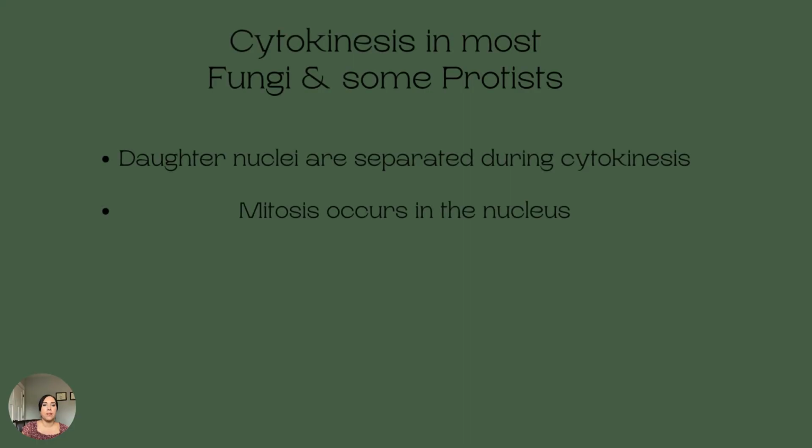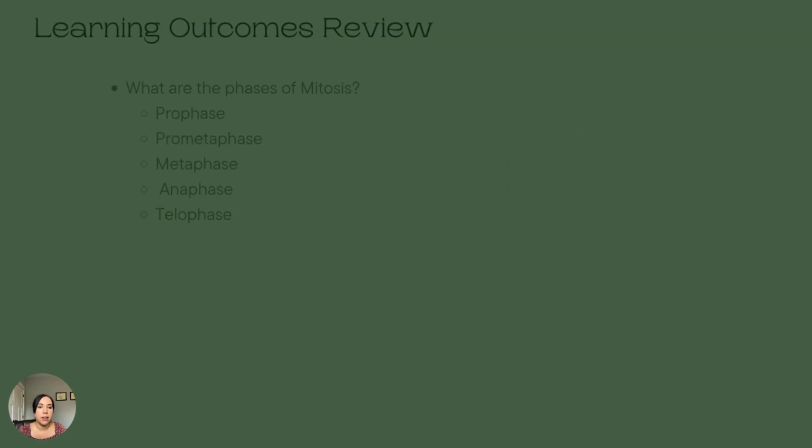However, that's a little different in some fungi and some protists. In fungi and protists, some of them do undergo cytokinesis, and all that's happening is your daughter nuclei are separated during cytokinesis, and mitosis occurs not on the outside but in the nucleus instead.